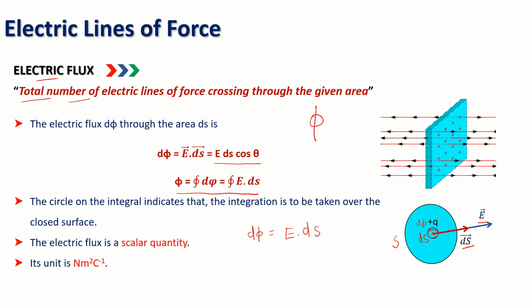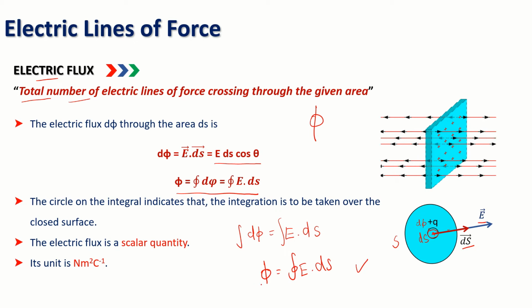But I want to get the flux for the total surface. Very simple, use a mathematical technique: use integration on both sides. What will you get? Phi is equivalent to the integral of E dot dS. This is the final answer, the mathematical representation of electric flux. So, what is electric flux in terms of mathematics? Phi is equivalent to the integral of E dot dS. Here you have to mention a circle, which indicates a closed integral. The surface is a closed one, so you have to use a closed integral because it's a closed surface.